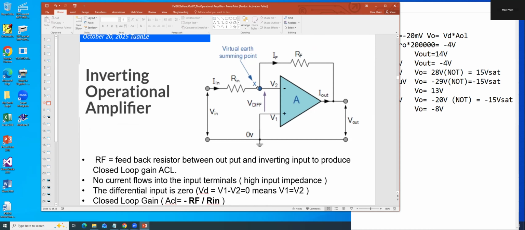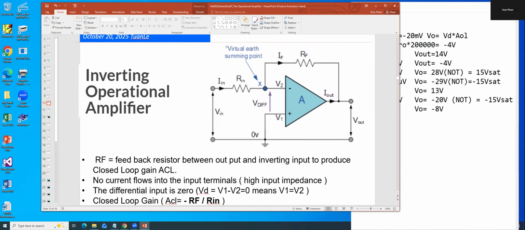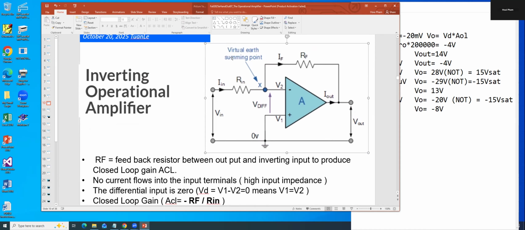The point here at the V2, we already told you, that will be a virtual root. Okay? Virtual root. So V1, V2, V different.